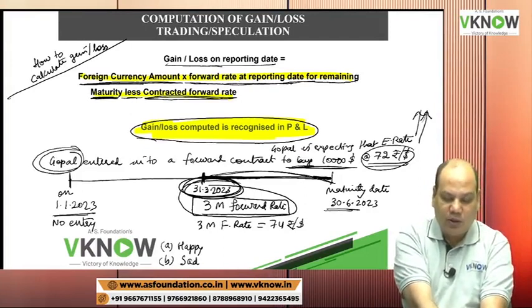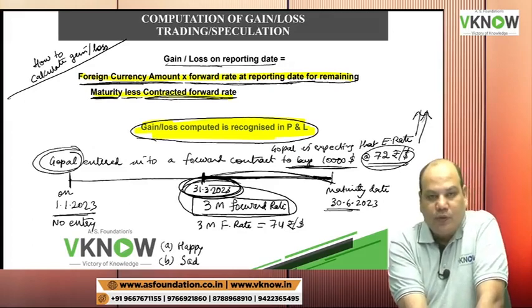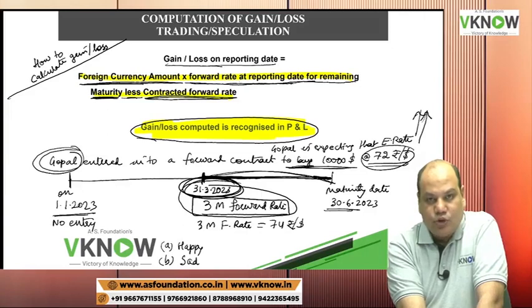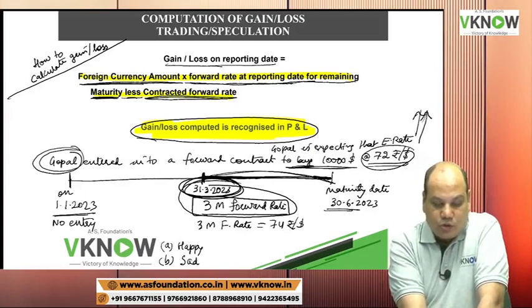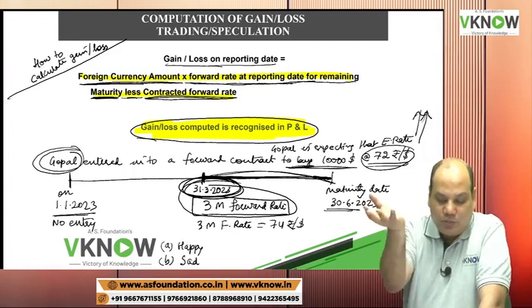Will Gopal be happy or sad? On 31st March, the forward rate available for June maturity is 74, whereas originally Gopal entered into a forward contract at rupees 72. Gopal was expecting the rate will go up. The rate has started going up.